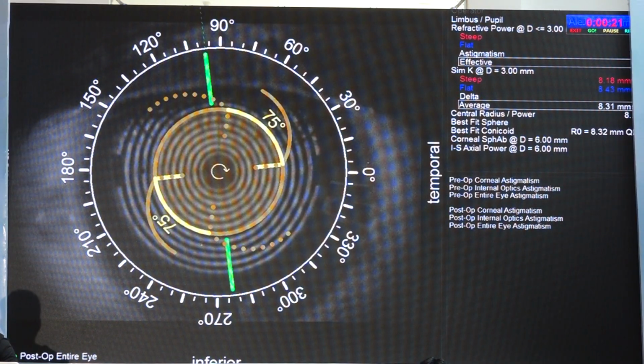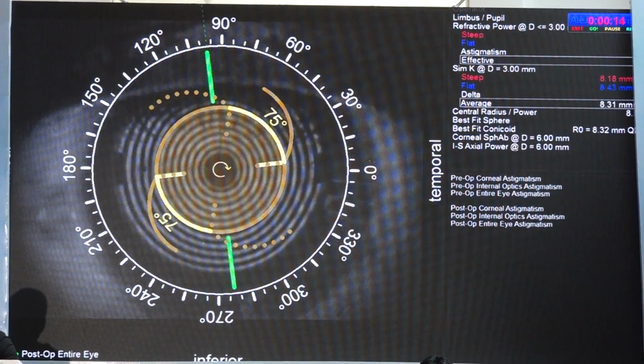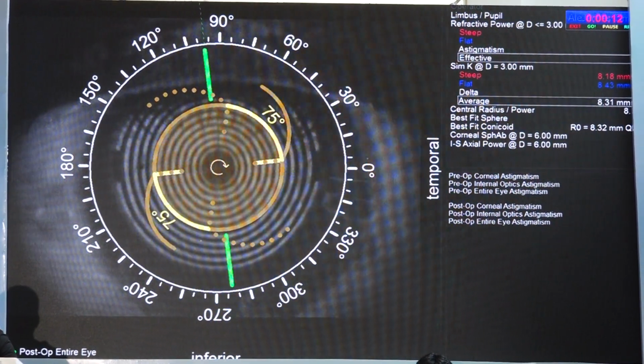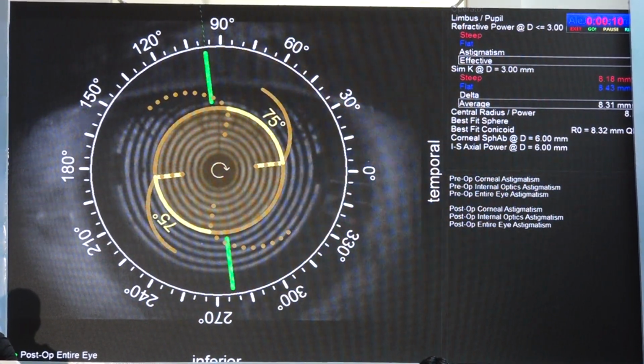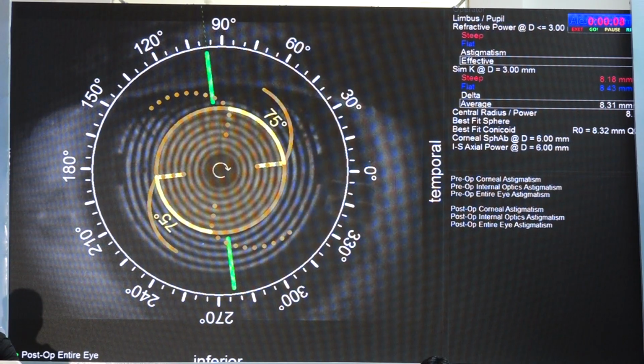And we look at the toric IOL calculator, and it tells us that we were off axis, and they required a rotation to the correct axis to give back the patient the good quality of vision, even though the residual is only about -1 cylinder. So after this was done, the patient's complaints went away, and they were on the way.